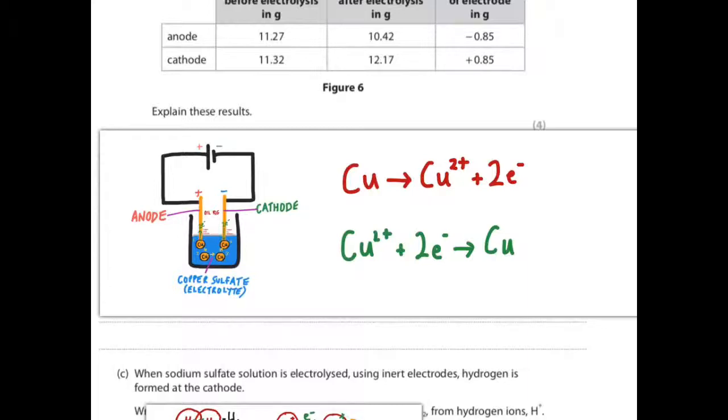anode, what's happening is you have a copper atom and it's producing a copper ion and 2 electrons which whiz around the circuit. But at the cathode, you're basically having a copper ion and 2 electrons combining to produce a copper atom. Remember, the arrow is a production arrow. What comes after the arrow is what's produced. So we're starting off with a copper atom at the anode, but we're producing a copper ion and 2 electrons. But at the cathode, we're starting off with a copper ion and 2 electrons, and we're producing a copper atom.